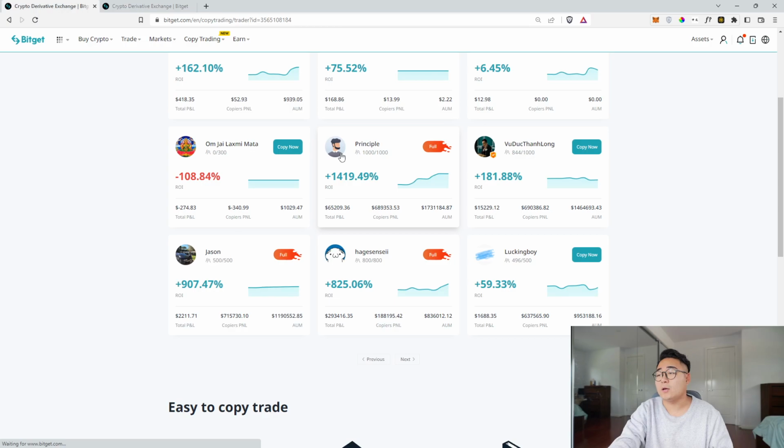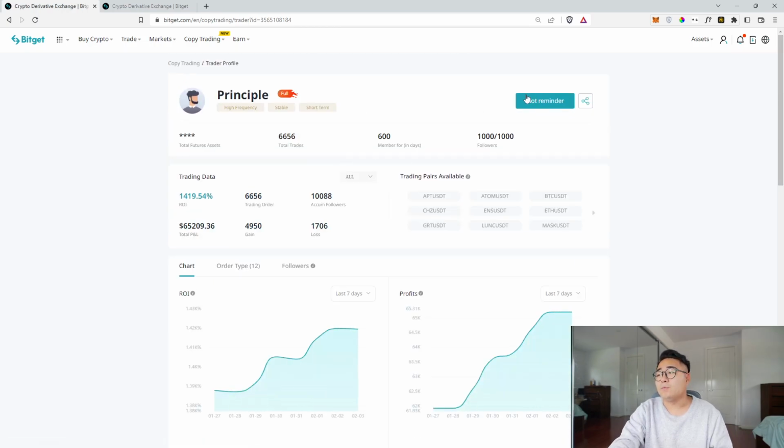So what we can do is click into this particular trader. This will say copy now, but right now it says slot reminder because only 1,000 followers can follow this person at the same time. And of course, some of them might jump out, some of them might stay in, and when a slot becomes available, you can set a slot reminder, which will be a notification through your phone.